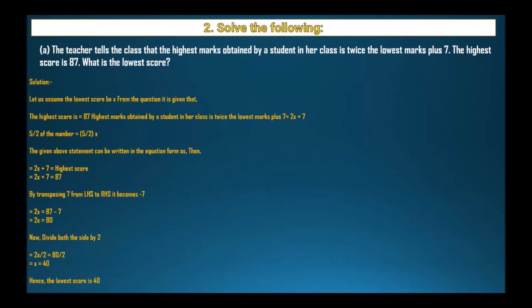Next, solve the following. The teacher tells the class that the highest marks obtained by a student in her class is twice the lowest marks plus 7. The highest score is 87. What is the lowest score? So we will assume the lowest score be x. The highest score is 87. Highest marks obtained by a student in our class is twice the lowest marks plus 7. So 2x plus 7.